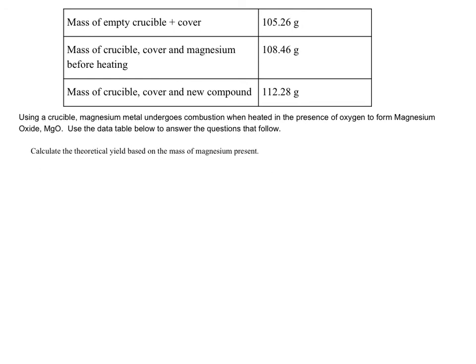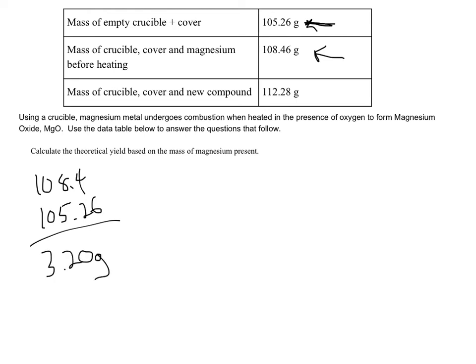So what is the theoretical yield based on the mass of magnesium that is present? Well, the mass of magnesium is found by subtracting the mass of the crucible with the cover from the mass of the crucible, cover, and magnesium together. So I take the 108.46 and I subtract the 105.26, and I get 3.20 grams of magnesium. So that's just the start.